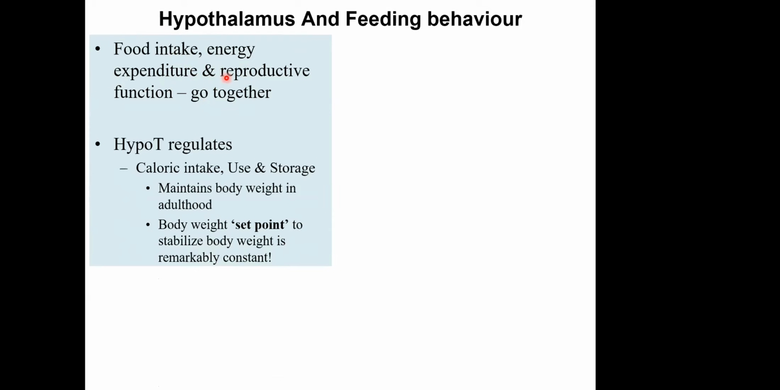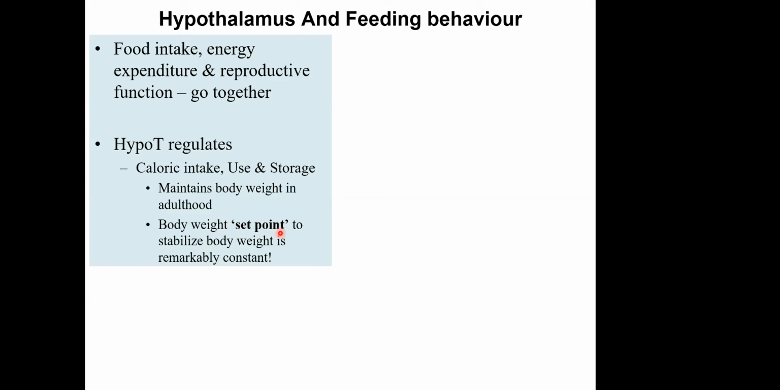So hypothalamus basically regulates, as we will see in a bit, caloric intake, its use, storage. And in that way, it basically controls, regulates a set point of body weight. Our body weight as adults, not as growing children, as adults, most of us basically have constant set points of body weight.